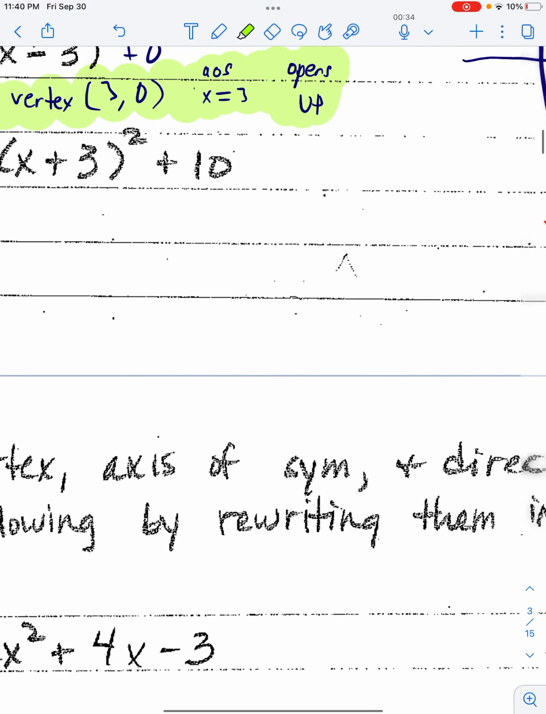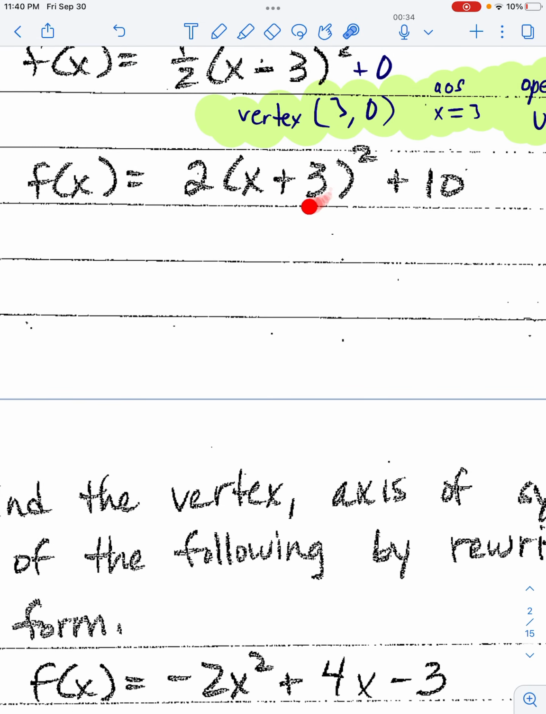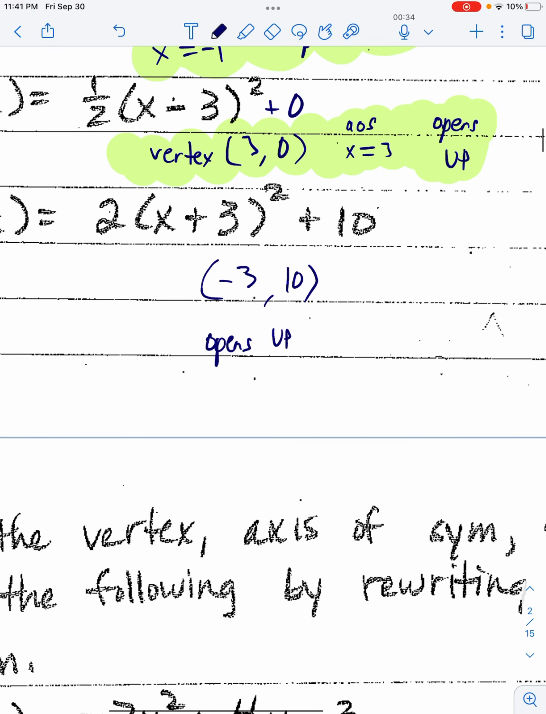All right, moving on. Okay, so we have a positive 3 here inside my parentheses. So the x coordinate of my vertex is going to be the opposite of +3, which is -3, comma, and then just this number outside my parentheses, 10. The number in front of my parentheses right here is positive, so this parabola opens up. And then my axis of symmetry is just going to be x equals the x coordinate of my vertex, or -3. Okay, got that going for us.